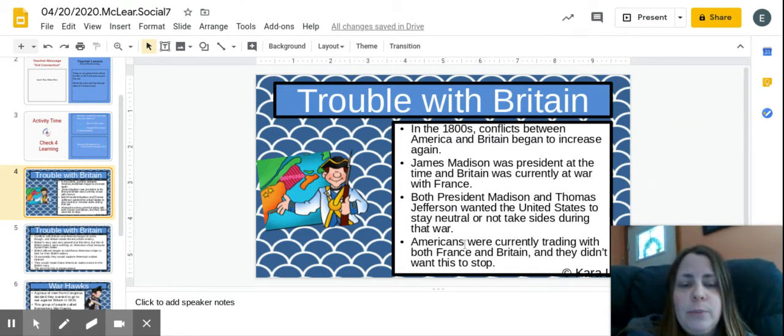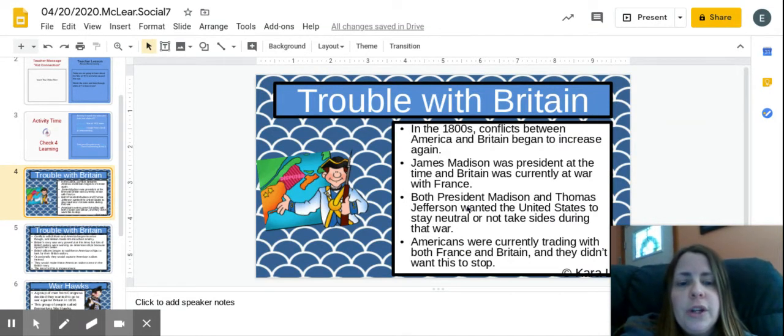President Madison and Thomas Jefferson wanted the United States to stay neutral or not take sides during that war. There were a couple different reasons for this. First, we didn't want to get into a war with a country that we had just gotten out of war with, and we were trying to find our own way. We were trying to really find our country. The last thing we wanted to do was get involved in another war.